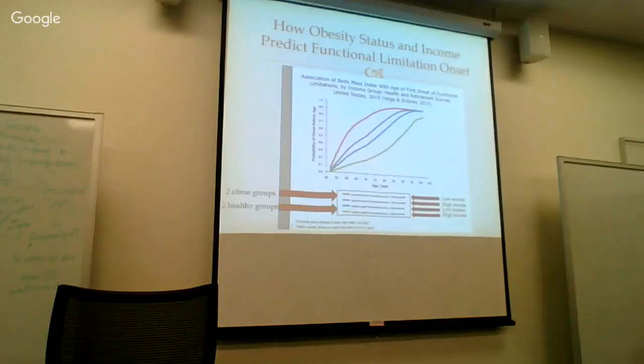Was this interesting? And this is real data. So, the association of body mass index with age of first onset of functional limitations. What are functional limitations? Does anybody know what they are? What are some functional limitations that people can encounter? Yes, not being able to bend down. So basically activities of daily living. So bending down would involve probably tying your shoes, right? That would be a functional limitation if you couldn't bend down well enough to tie your shoes. What else? Walking. So walking a certain number of feet would be one, right?